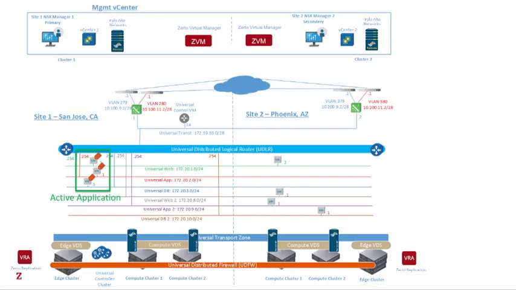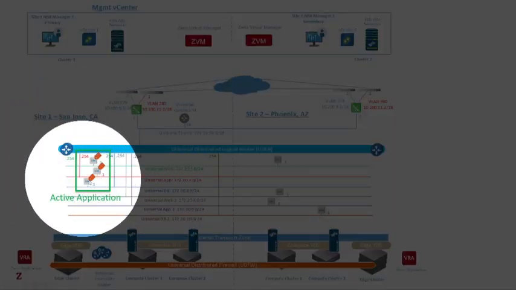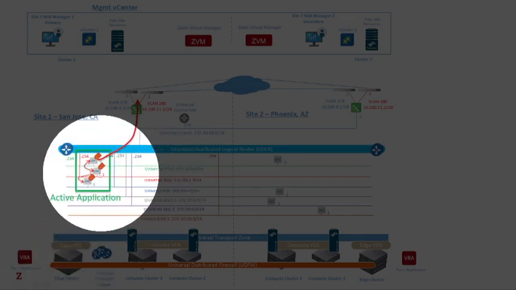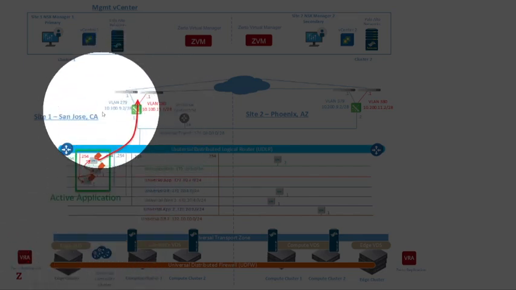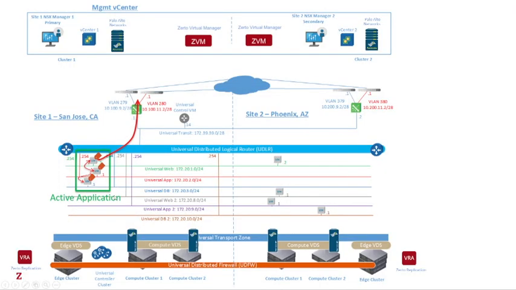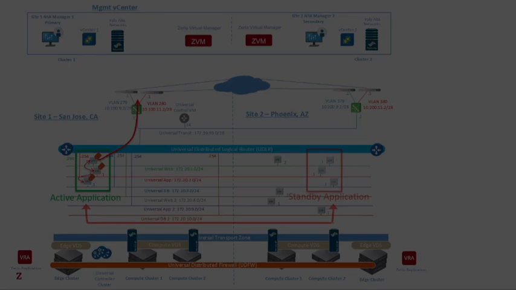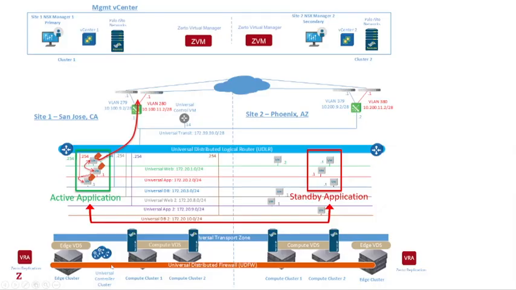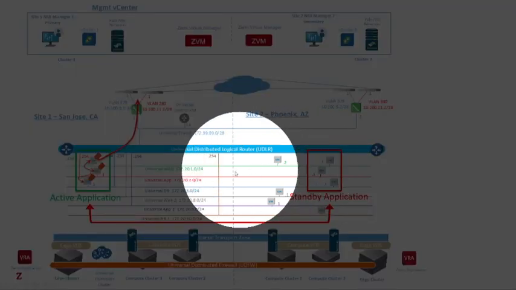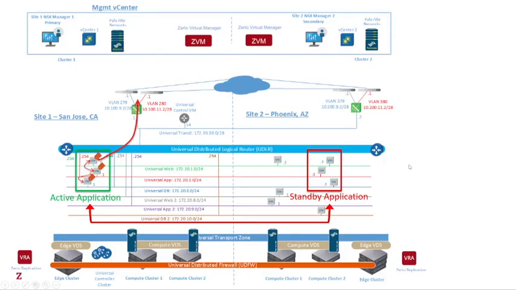So now I have my active application sitting here at site 1, and it's leveraging the site 1 ESGs for north-south. Distributed router is doing the east-west routing. ESG is doing north-south. I have my Zerto Virtual Manager and my Zerto replication appliances, right? And my Zerto replication appliances are providing that replication, and I have my standby application here. Notice IP addresses are exactly the same. Security policies are exactly the same.